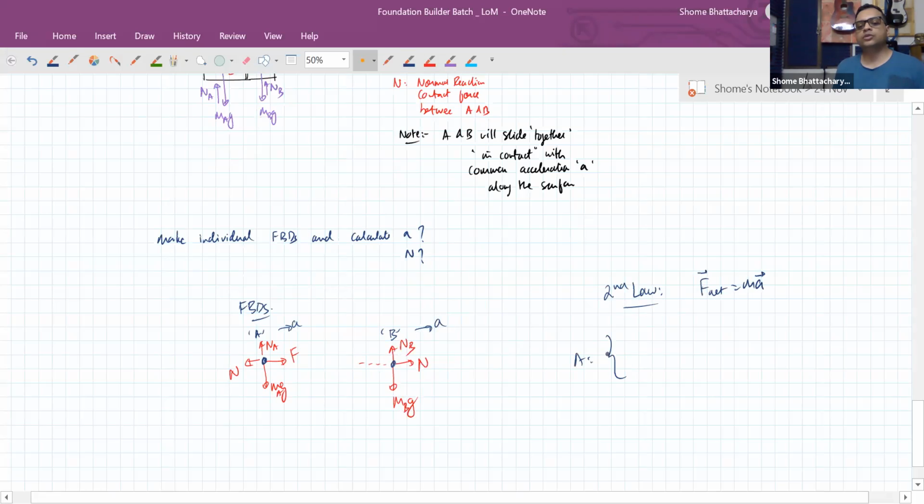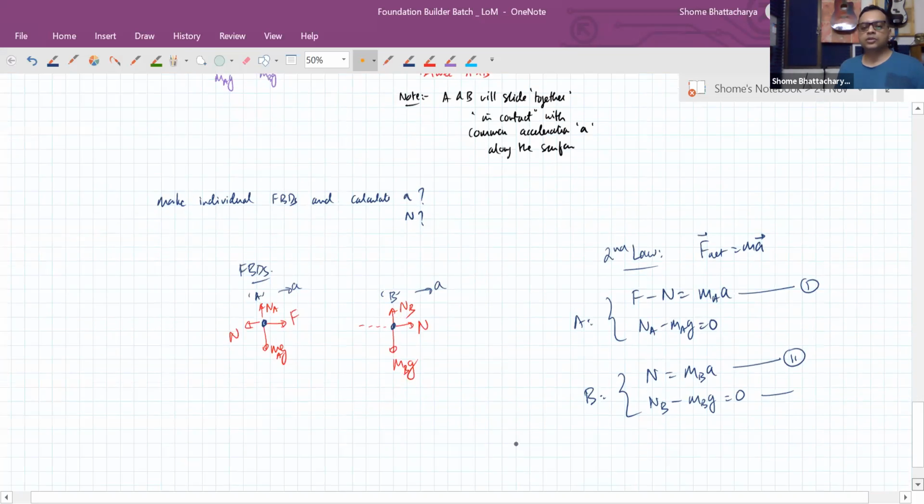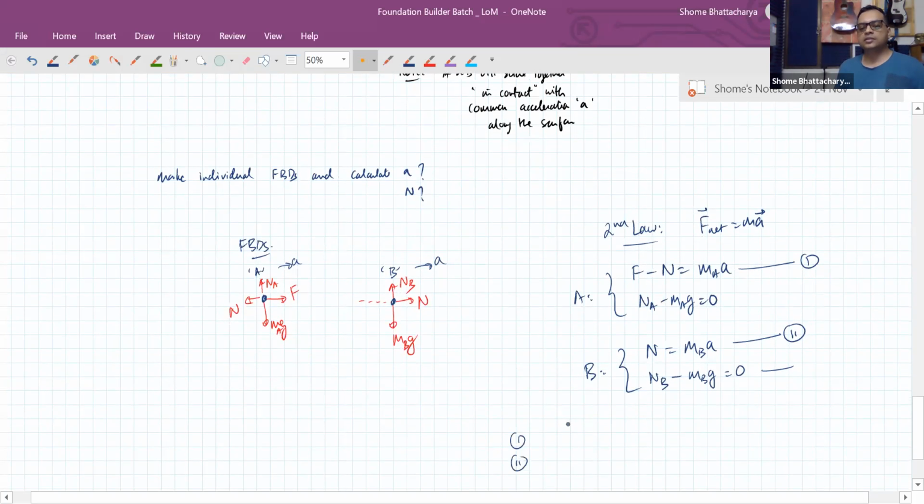For block A, we'll get two equations. In the horizontal direction, F minus N is equal to mass of A into acceleration. And in the vertical direction, normal reaction is balancing weight. Okay. So this equation is not required. The first one is the one which is required. For B, in the horizontal direction, there's only one force N, and that is equal to mass into acceleration. So this is the second equation we require. In the vertical direction, again, this is balancing. Okay. So equation 1 and 2, they're like this.